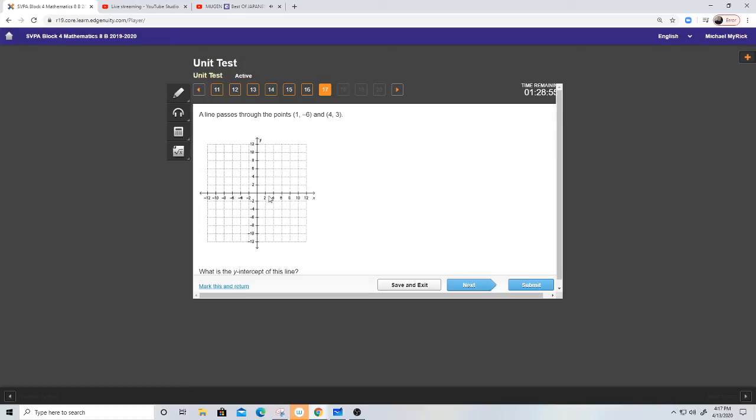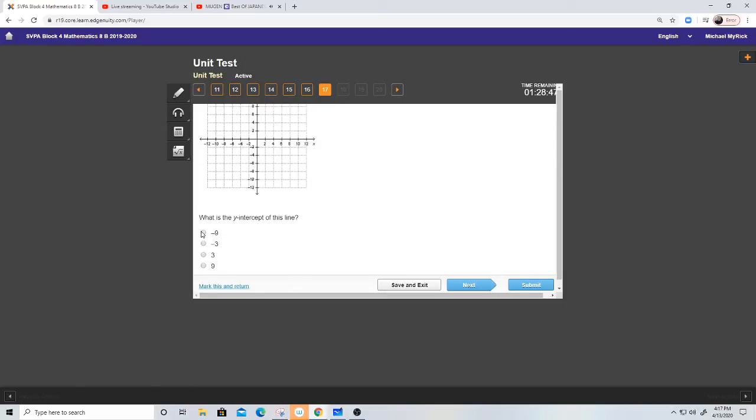So the line comes down here. It has to hit here. Notice how it's not even going anywhere near -3. The only thing it could be is -9. Does that make sense? Our options are -9, -3, 3, and 9.